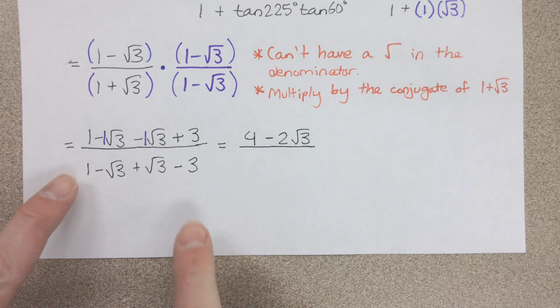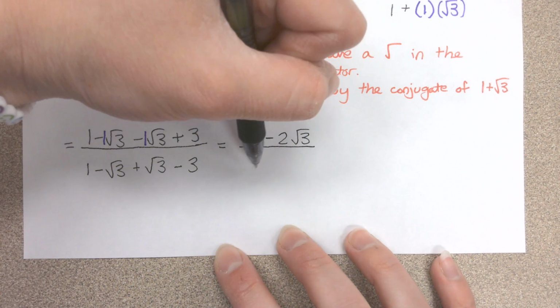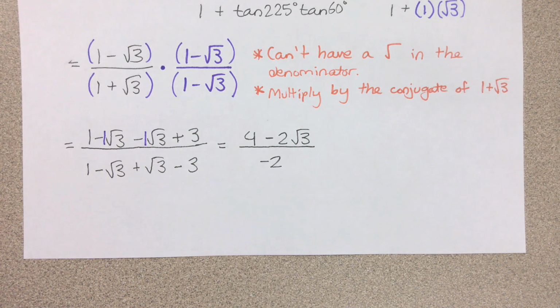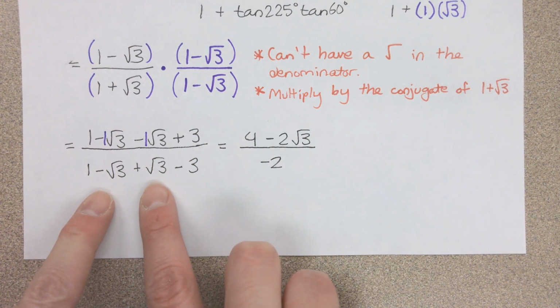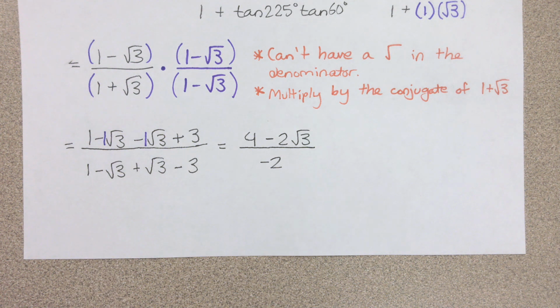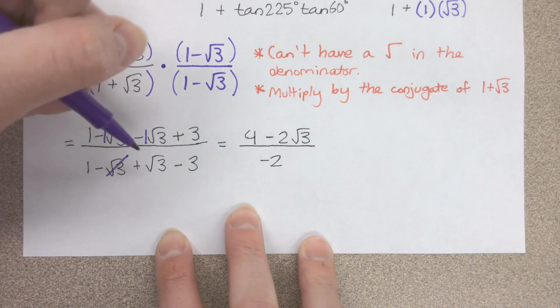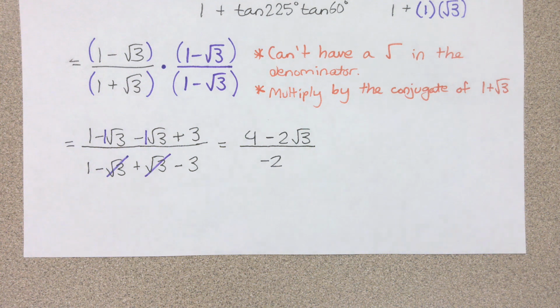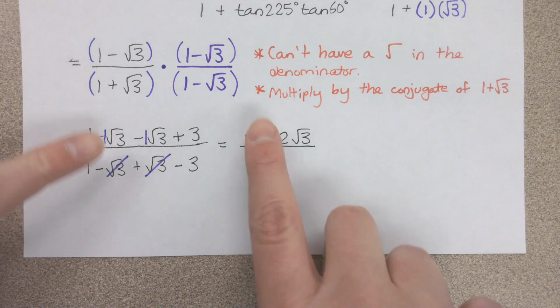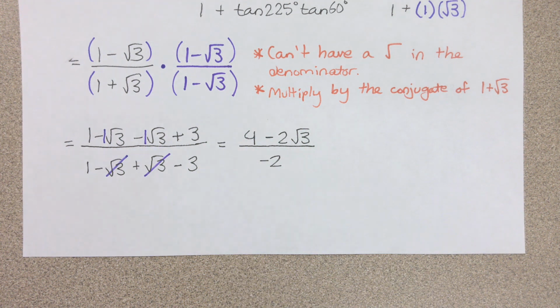On the bottom, we have 1 minus 3. That's negative 2. And we have negative rad 3, positive rad 3. Negative 1 plus 1. Those cancel. And that should happen. If that does not happen for you, then you did not choose the correct pair of conjugates. So you'd want to go back and fix that.